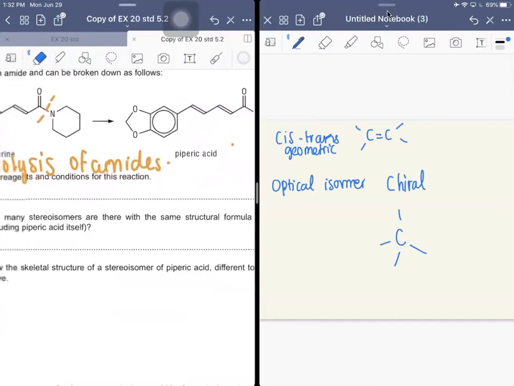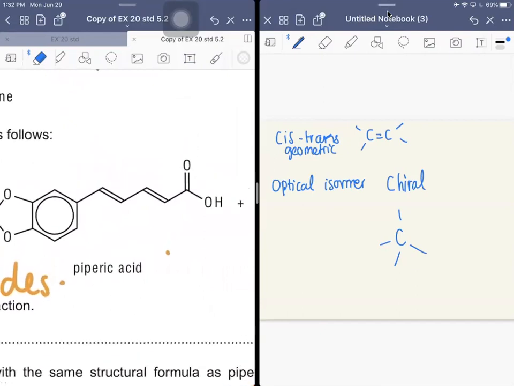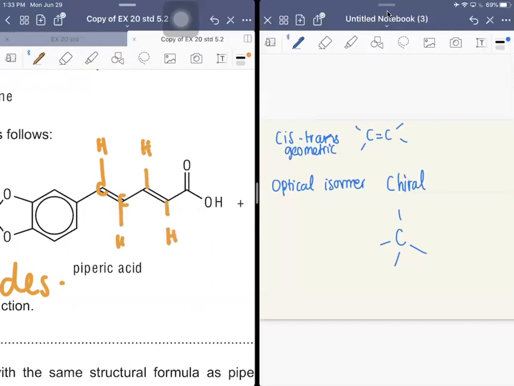What's the question? How many stereoisomers? Okay, so for stereoisomers, first we have to decide what we have currently at the moment here. I'm just going to draw it again. Now usually when you want to name your cis trans isomers, you have to look at the heavier group, but in this case, it's simpler to look at the hydrogen. We are going to focus on the first double bond first.